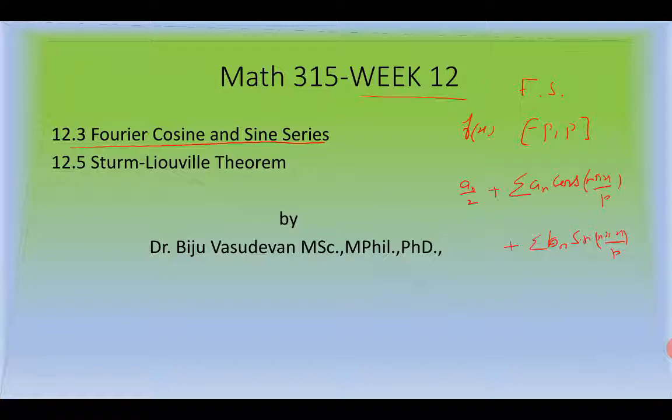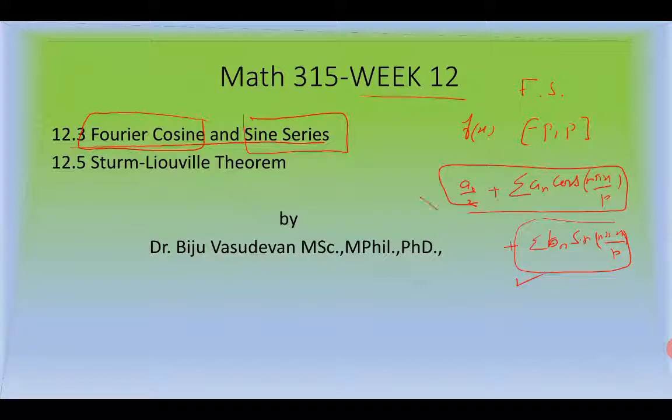There are three parts. Now, if you are asked to expand a Fourier cosine series, you will find only the first two terms in this chapter. If you are asked to find a sine series, only the second part will be there. The first two parts will not be available. The reason why we do so is explained here in the chapter.